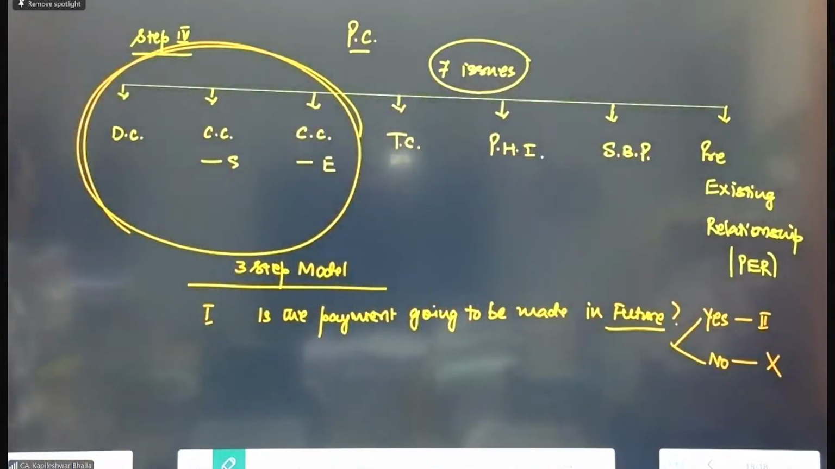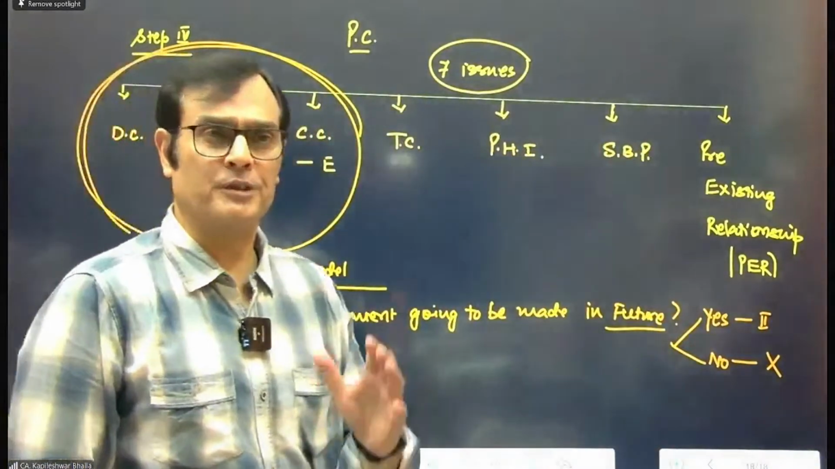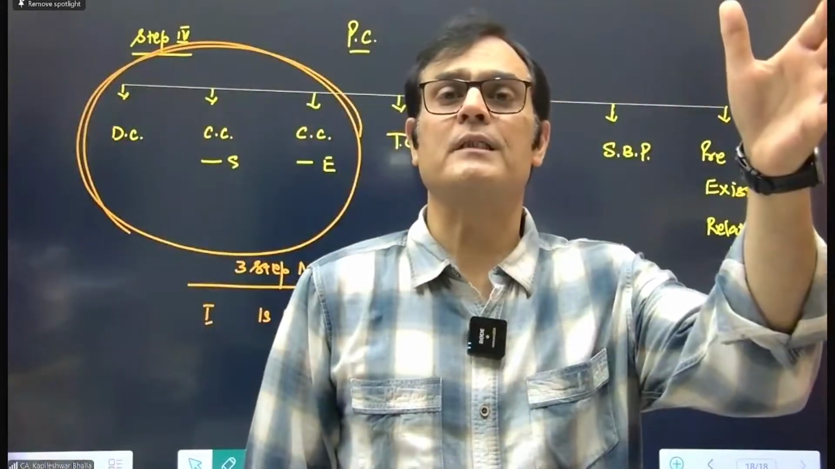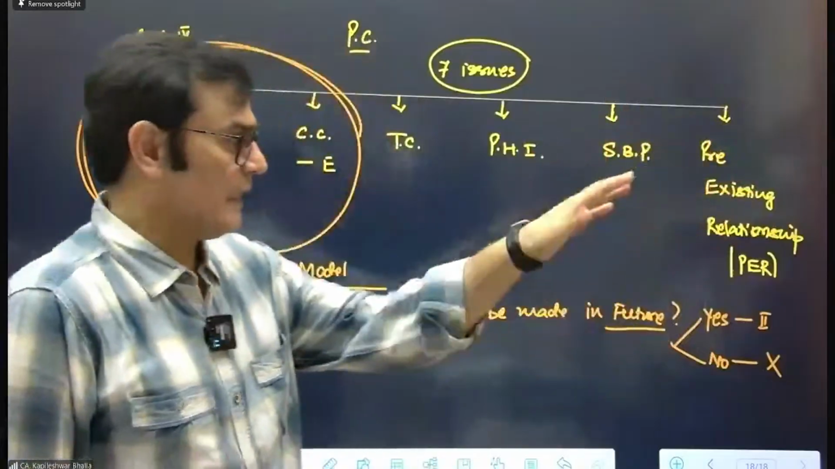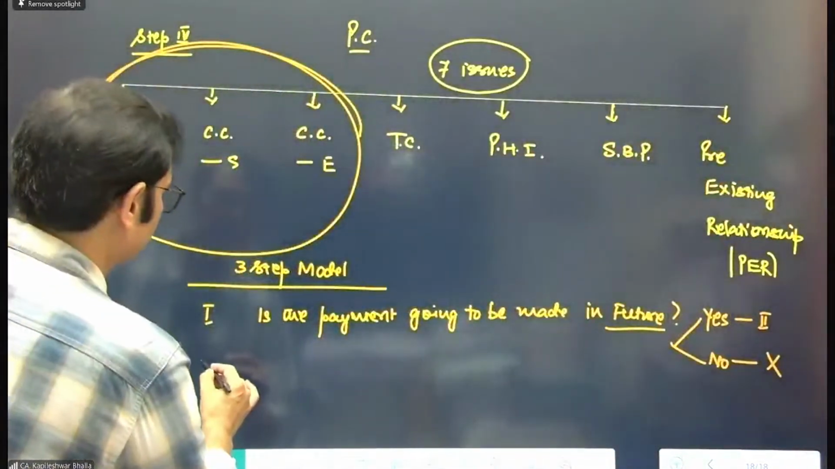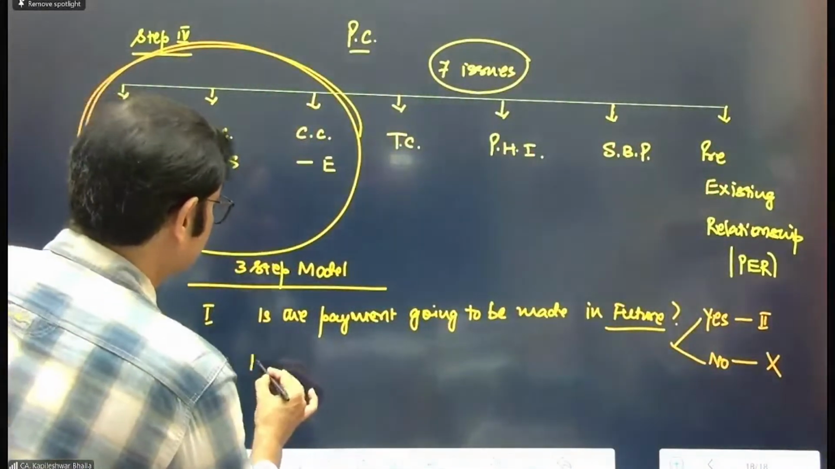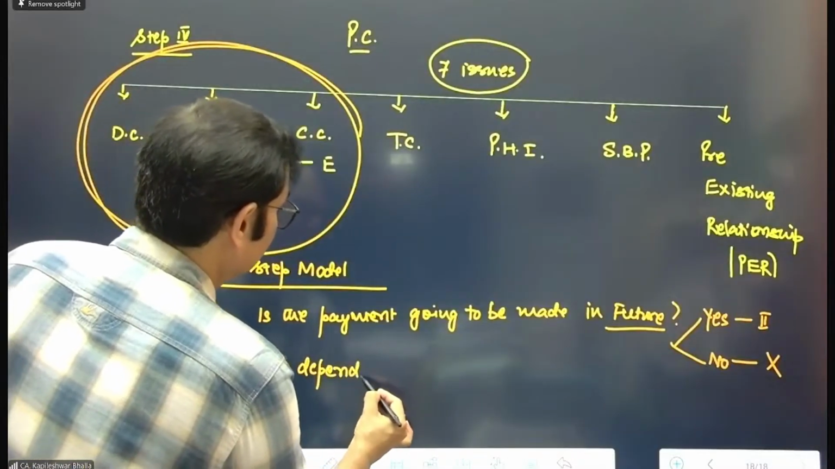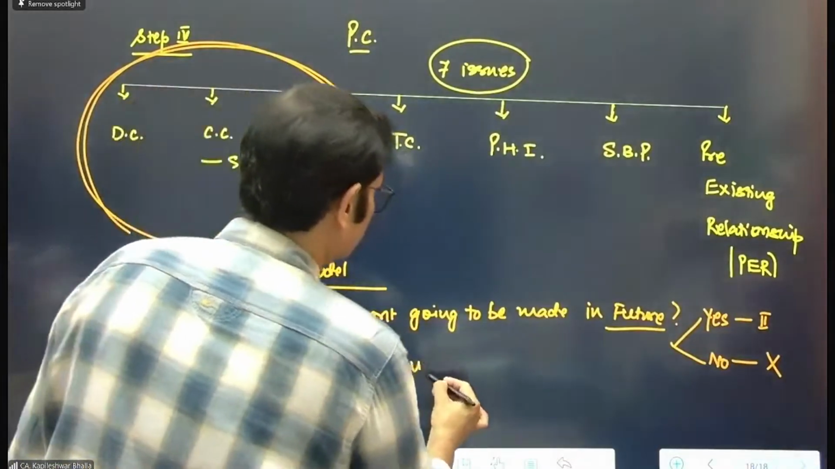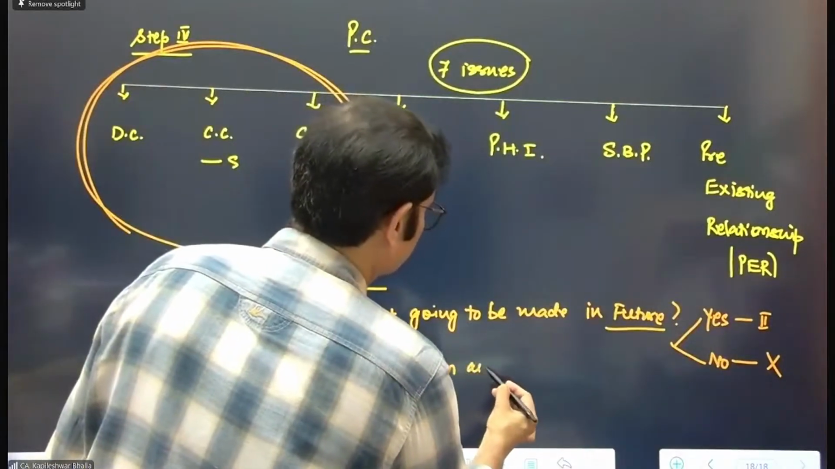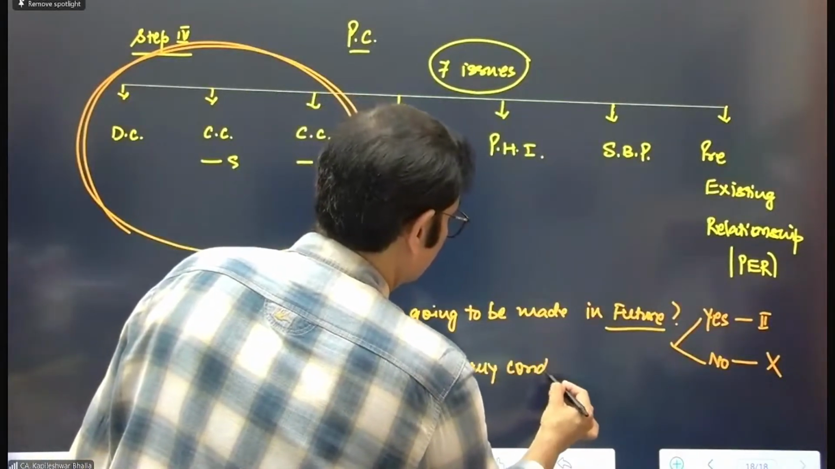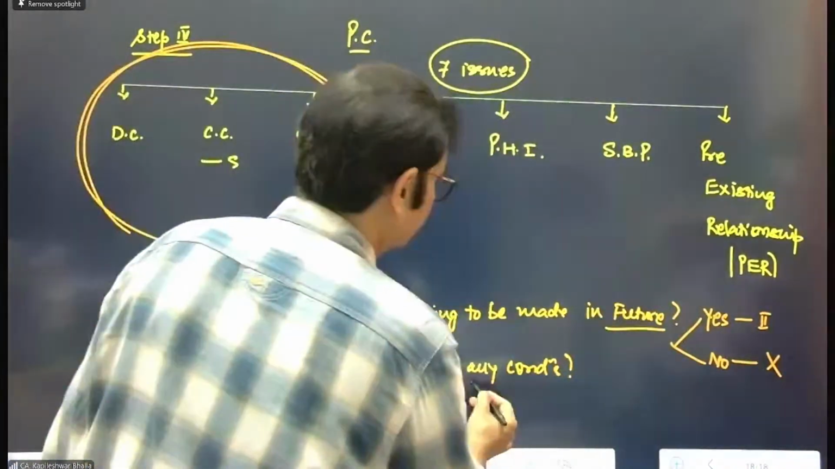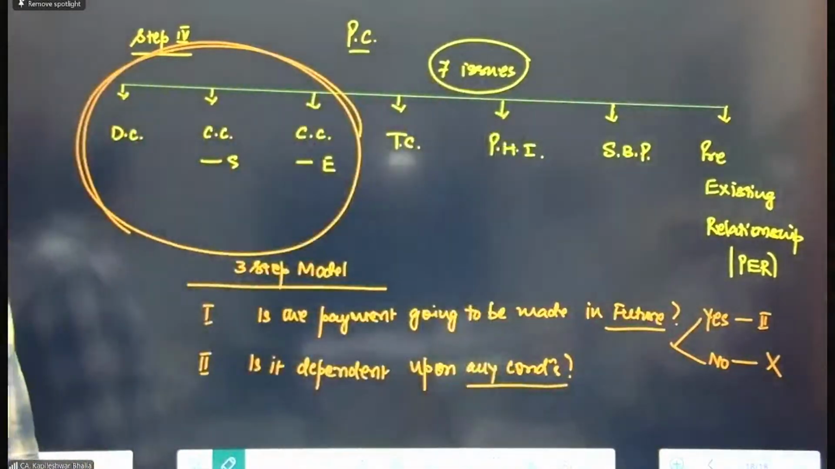So what is important is that the payment is going to be made in the future. If no, it's neither DC nor CC. And if you say yes, then we go to step number 2 to identify: is it dependent upon any conditions? Are there any ifs and buts, any conditions attached?